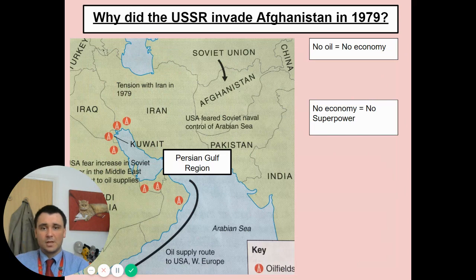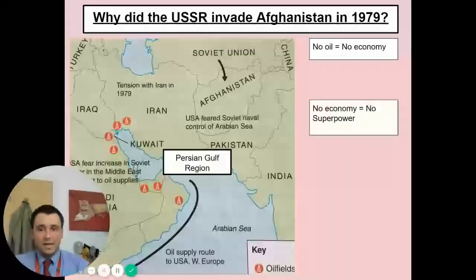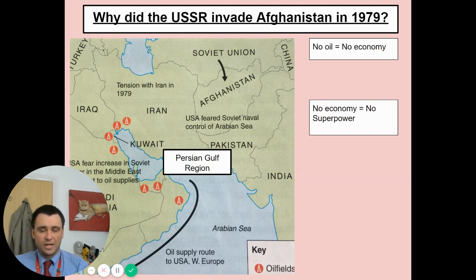So, that's the Russian point of view, but let's look at this from the American point of view as well. And you can see on this map, Afghanistan was key to America as well. And that's because America had a lot of oil in what we call the Persian Gulf region. You can see those oil fields there in places like Iran, Iraq, and Saudi Arabia. And America relied on that oil to survive. And America basically, if they had no oil, they had no economy.